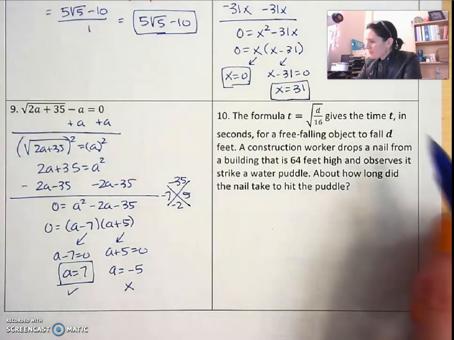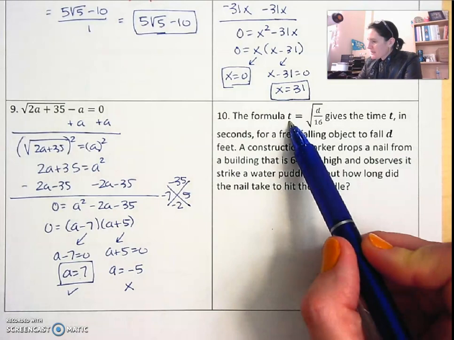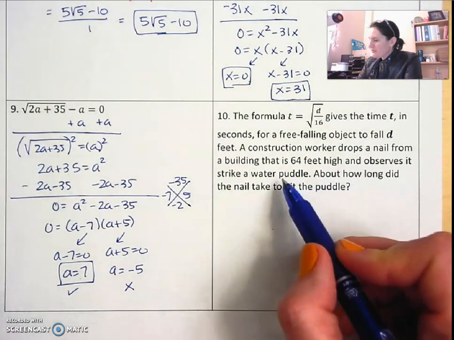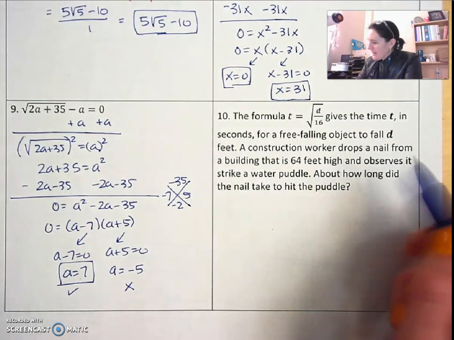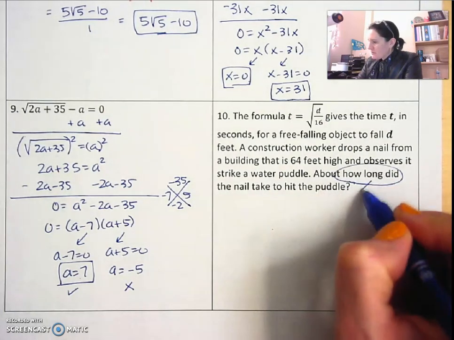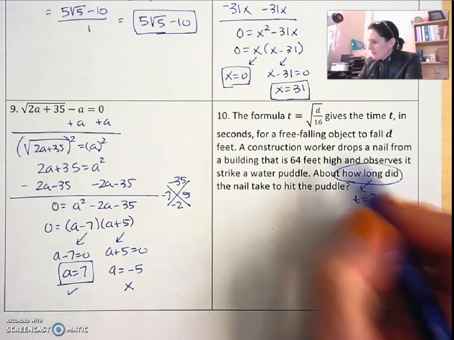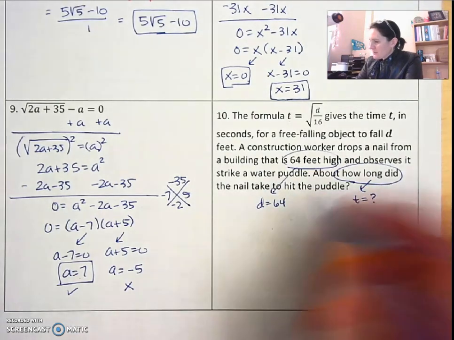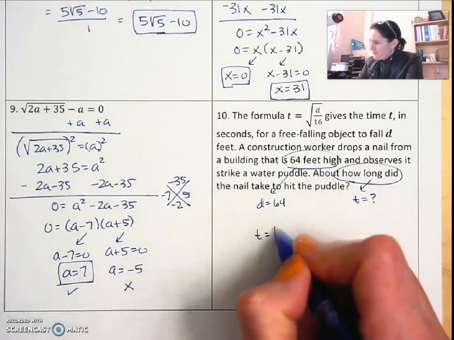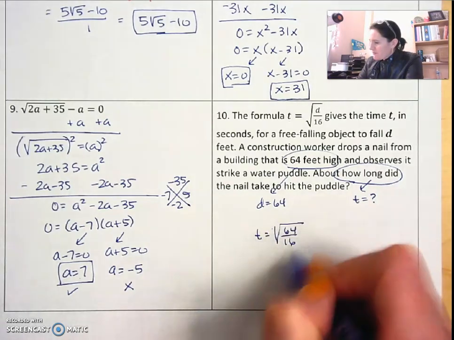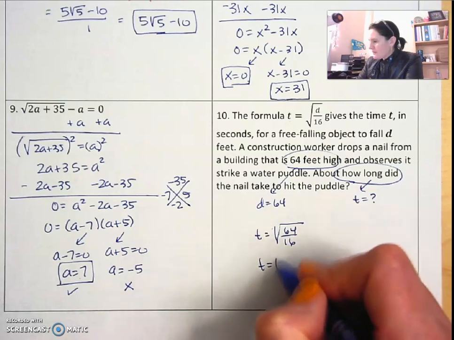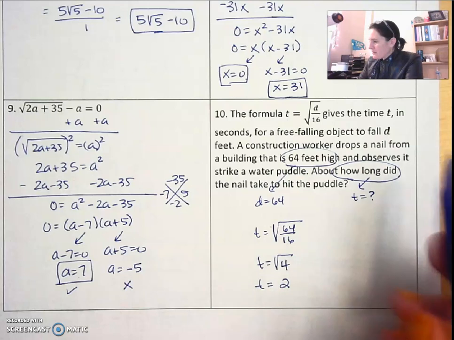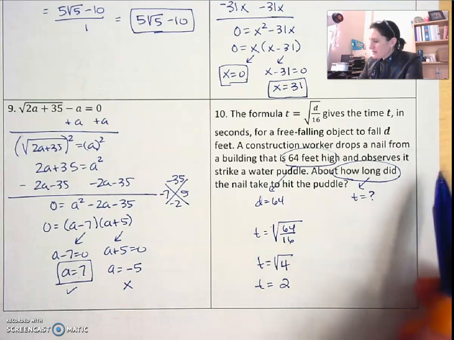And then for this last problem, T is time, D is distance. We're given a construction worker drops a nail from a building 64 feet high. How long does it take? So we're looking for time and we're given distance. So I'm going to plug those things in. 64 divided by 16 is 4. The square root of 4 is 2. And my units are seconds.